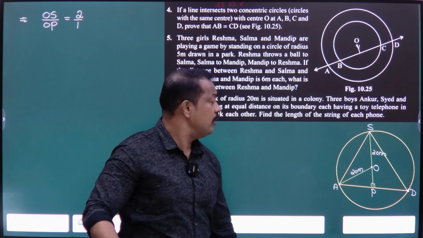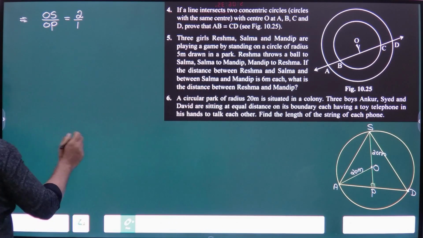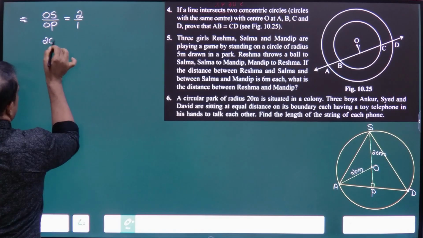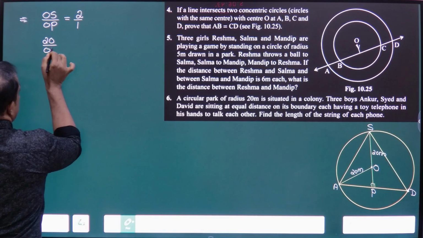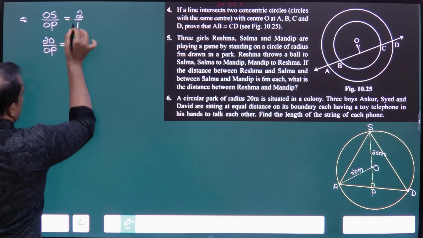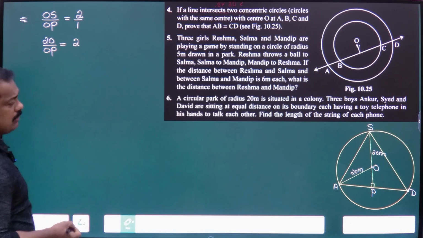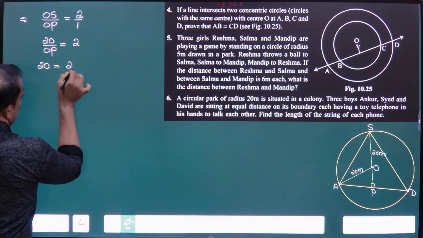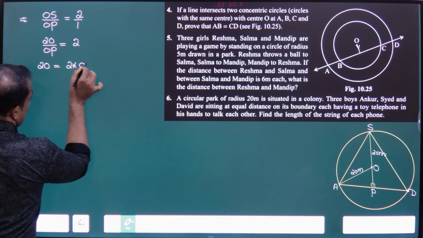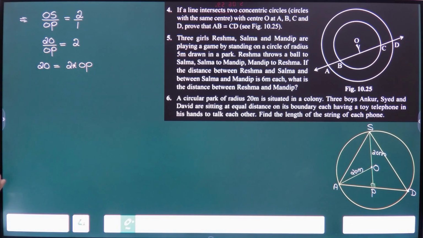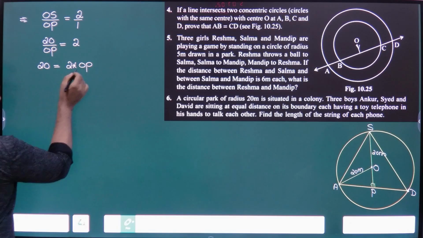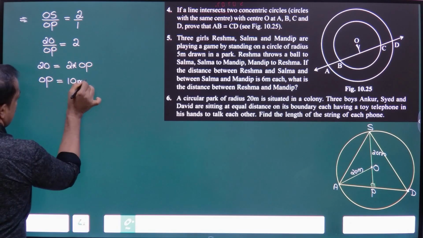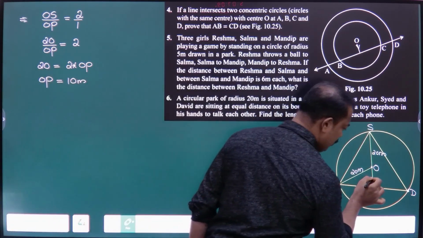Now substitute the value. What is the value of OS? 20. So 20 divided by OP is equal to 2 divided by 1, that is equal to 2. Now cross multiplication. 20 is equal to 2 into OP. From this equation, what is the value of OP? 10 meter. So OP is equal to 10 meter.